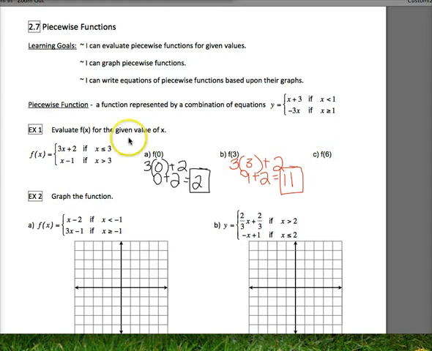Last one, f of 6. So I'm looking where that fits in. 6 is greater than 3, so that means I'm using my bottom equation to plug 6 into. So 6 minus 1, which gives me 5. And that is it. So that is how we deal with our first learning goal, evaluating piecewise functions when they give us the values. Our second learning goal is to be able to graph piecewise functions.